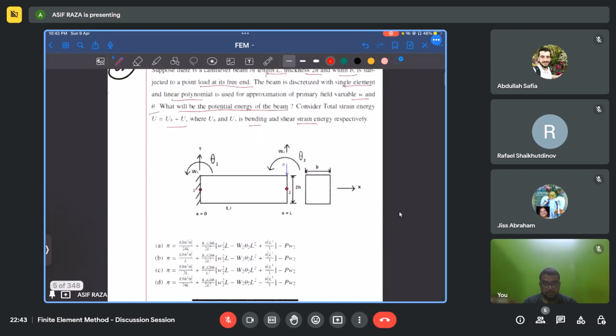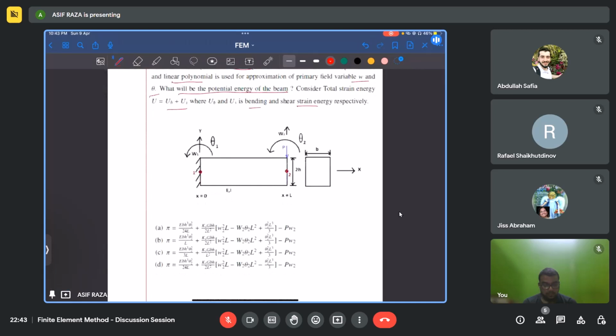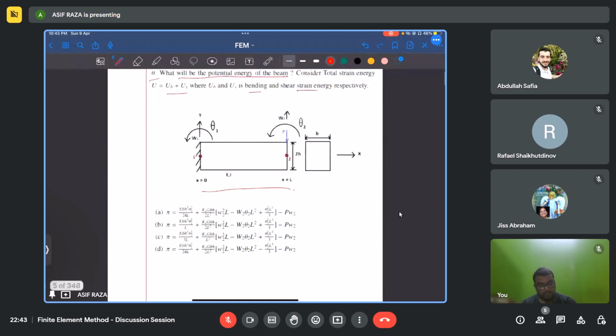So the problem is this. We are given an element with theta1, W1, theta2, W2 as my degrees of freedom. Width is B, depth is 2h, and E and I are respectively Young's modulus and second moment of inertia. So let's try to solve it.